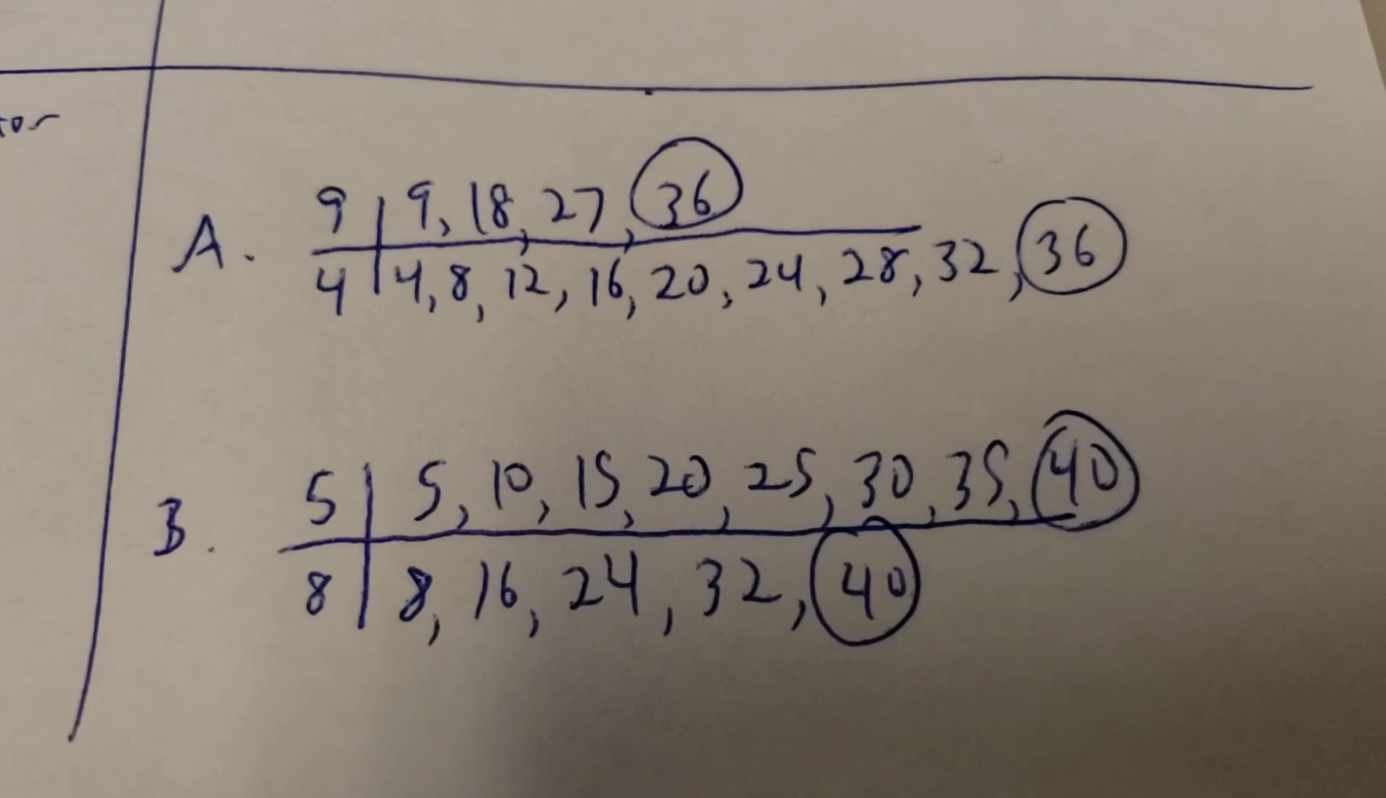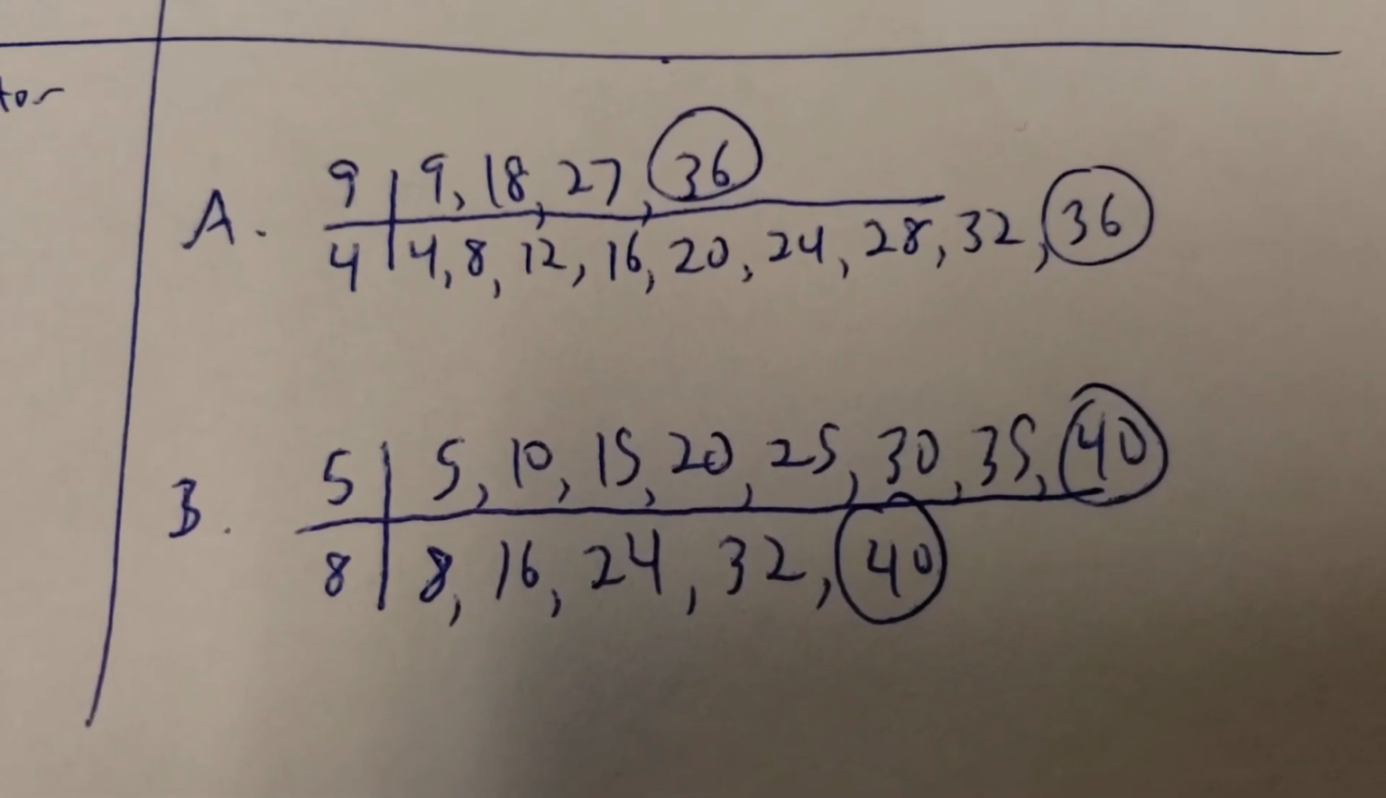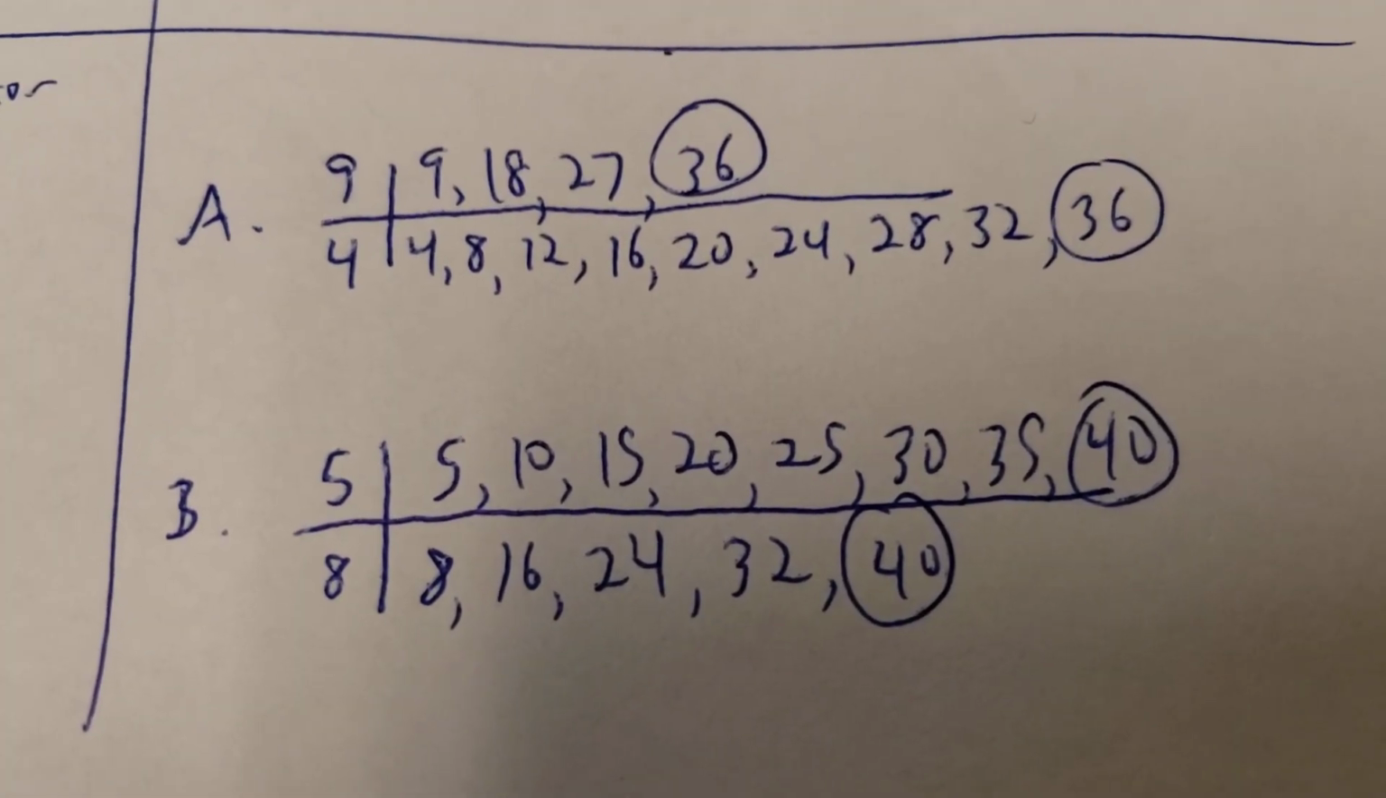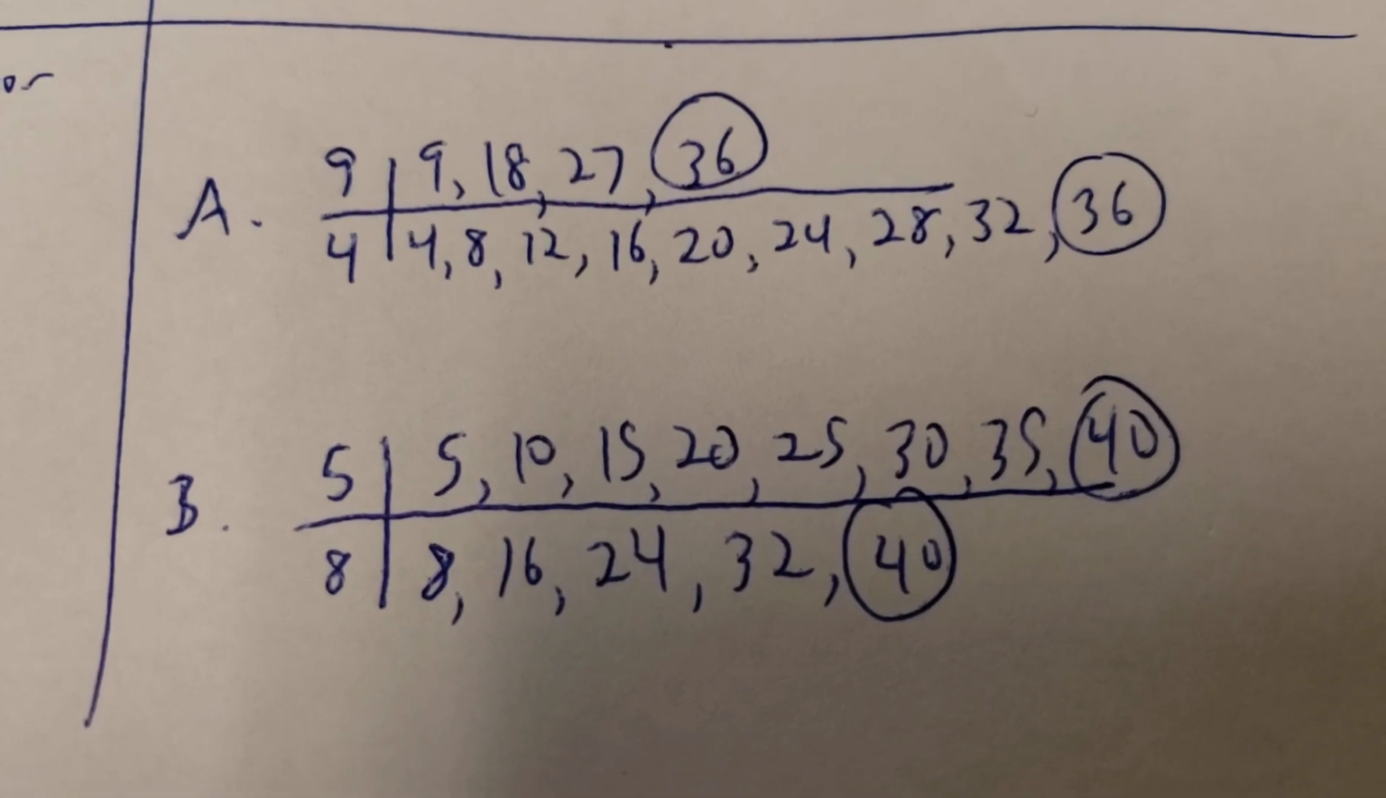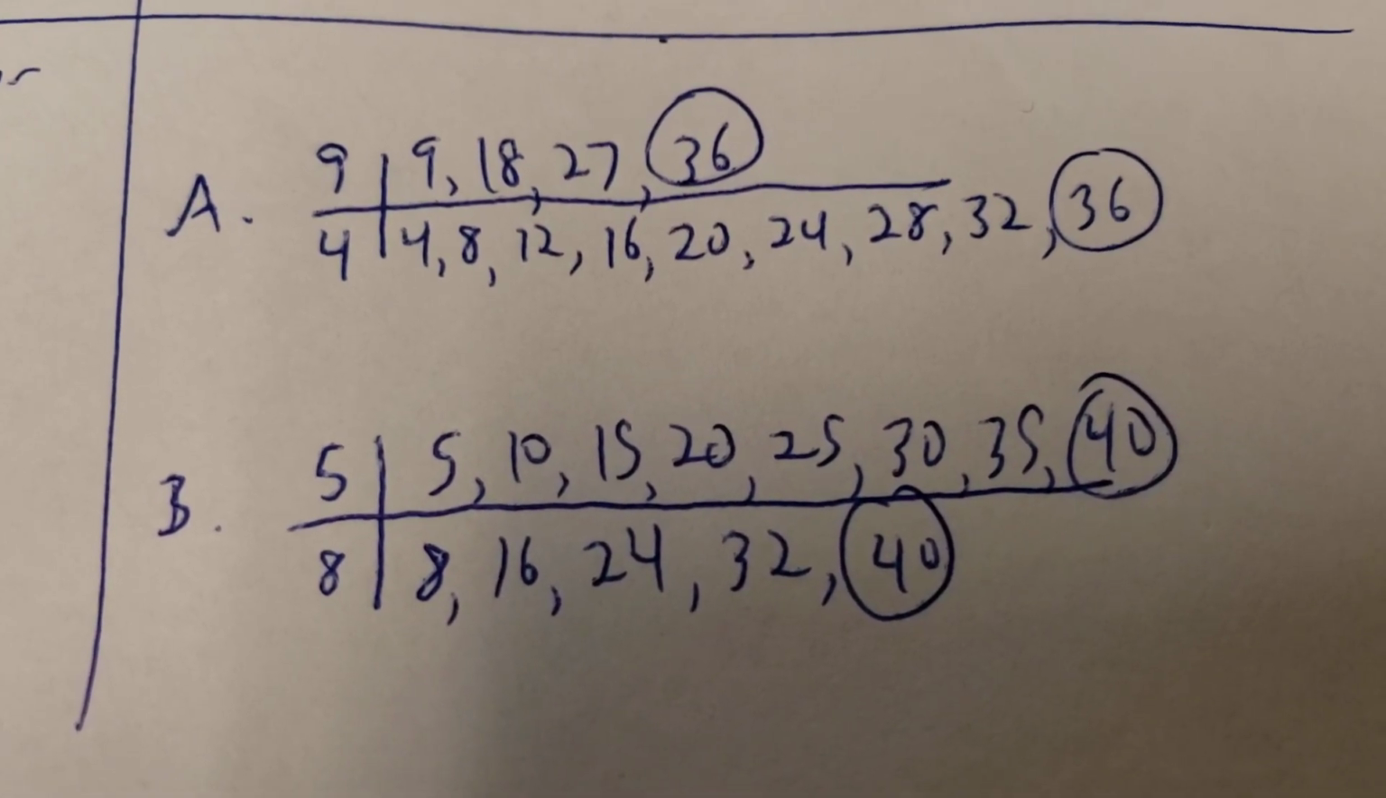All right, moving on to our solutions here. For A, common denominator between 9 and 4 ends up being 36, as you can see listed out there. And the common denominator for 5 and 8 in part B is going to be 40.